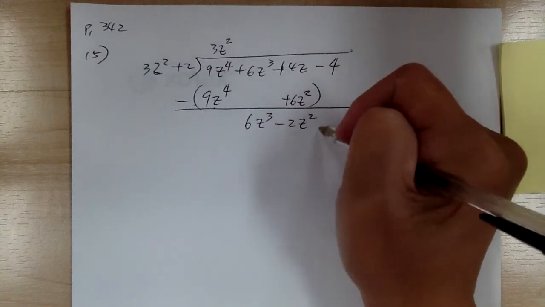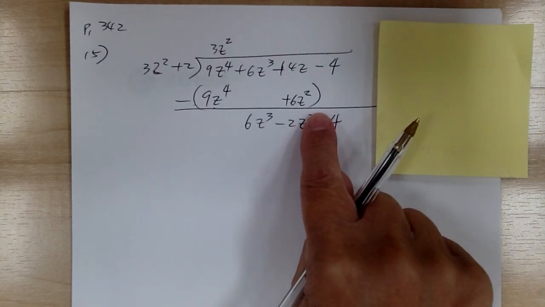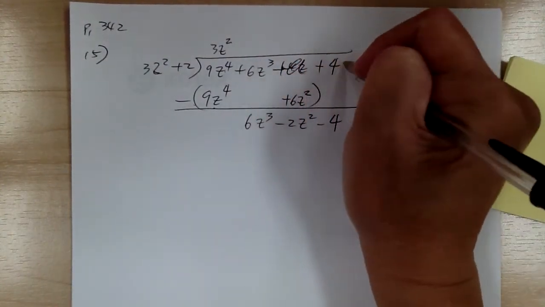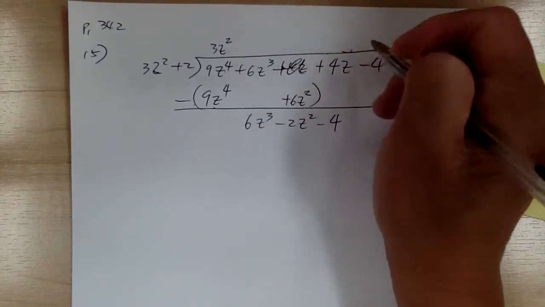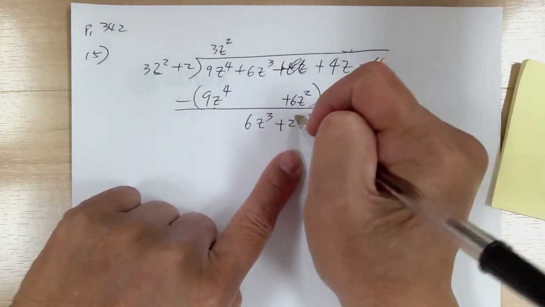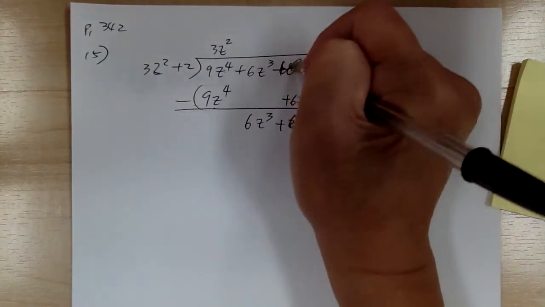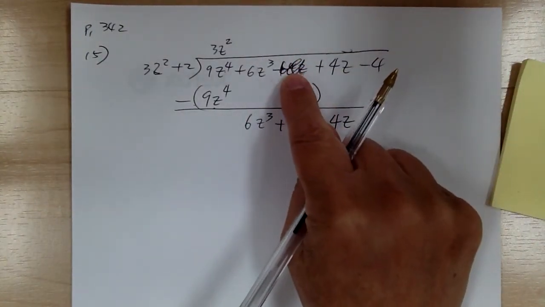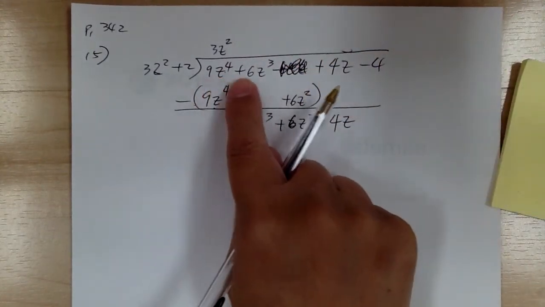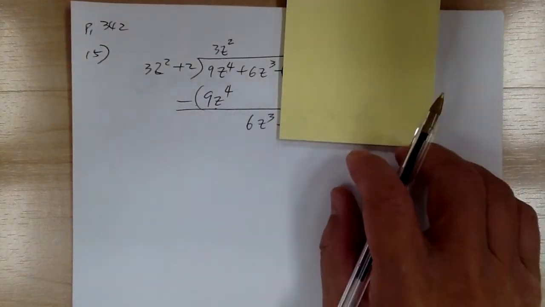So after you subtract, drop the next term. Oh wait, I need to shift this over. Okay, so this would be plus 6z squared, drop the next one, plus 4z. There you go. Make sure you have a space for the missing term. Right? So it'll be 4, 3, 2, 1, 0. Okay, there you go. Now let's continue.